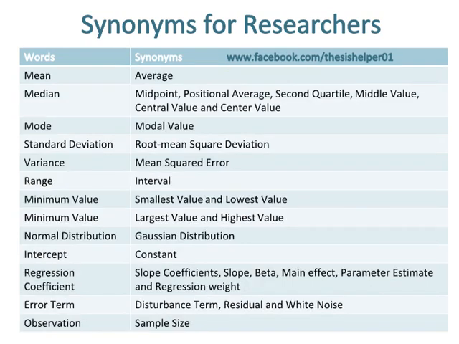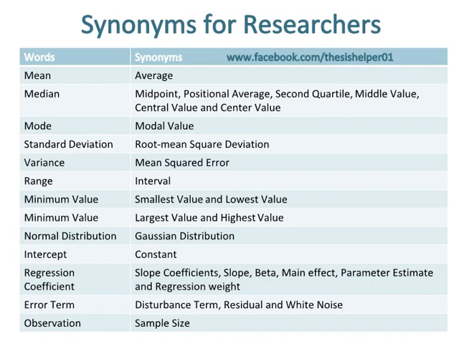Synonyms of median are midpoint, positional average, second quartile, middle value, central value and center value. Synonym of mode is modal value. Synonym of standard deviation is root mean square deviation. Synonym of variance is mean squared error. Synonym of range is interval.